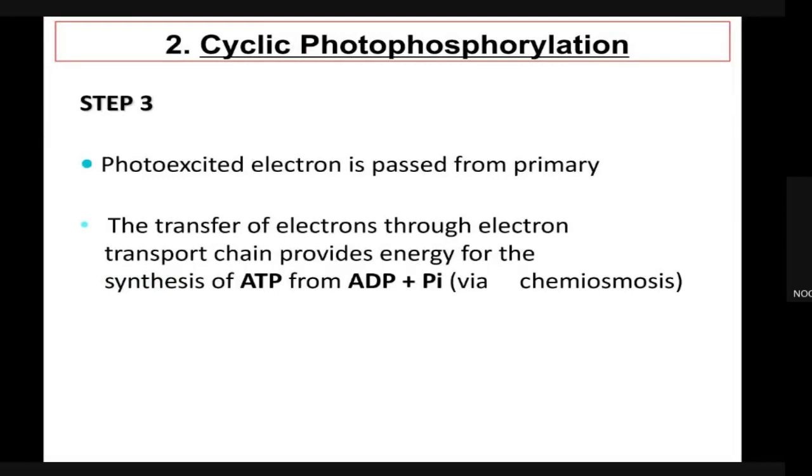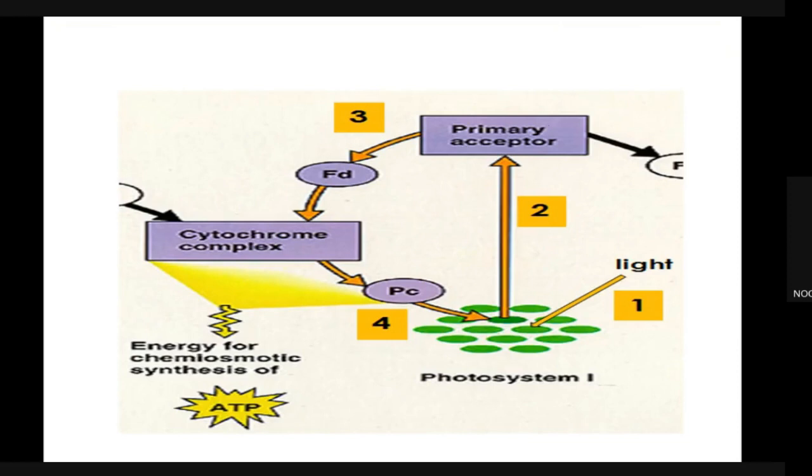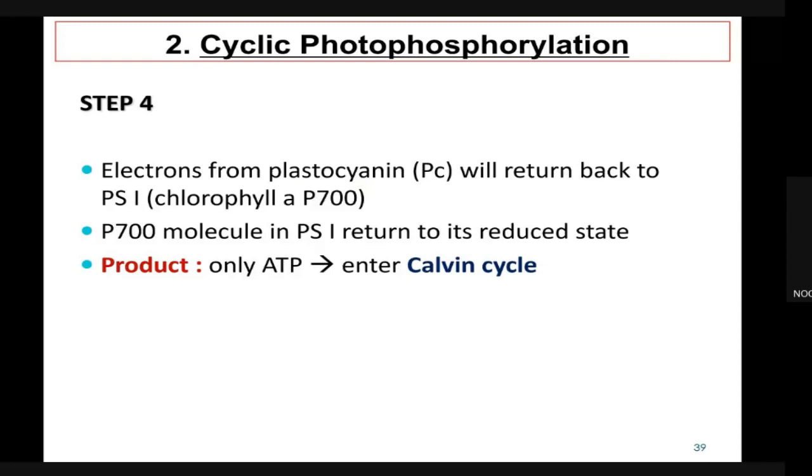So the photoexcited electron is passed from the primary electron acceptor through a series of electron transport chain, and the transfer of electrons will provide energy to synthesize ATP from ADP and inorganic phosphate. This is done through chemiosmosis process, as we have discussed in our previous chapter. Step 4 is when the electron from the plastocyanin returns to P700. So the product of cyclic photophosphorylation is only ATP. And this ATP will enter the Calvin cycle.